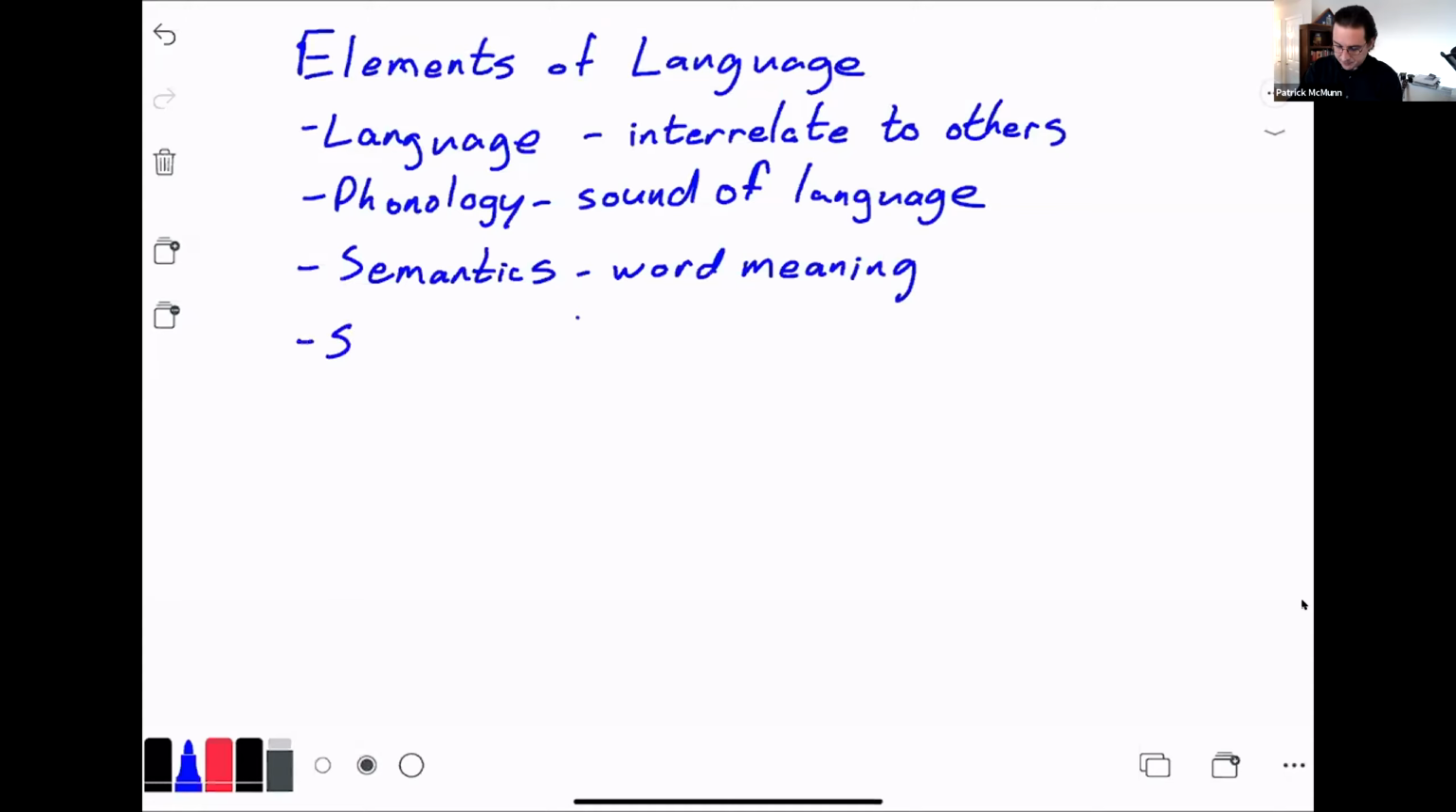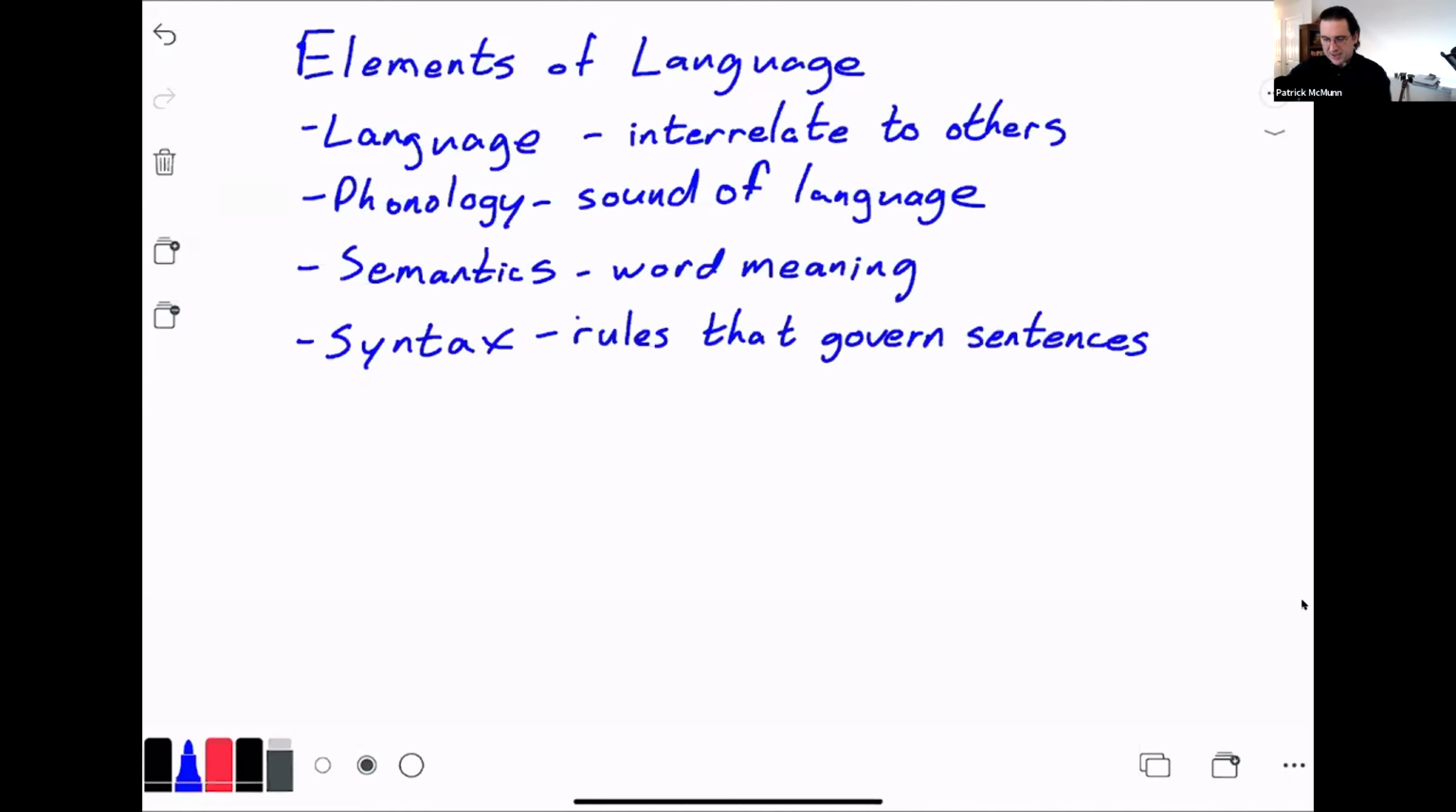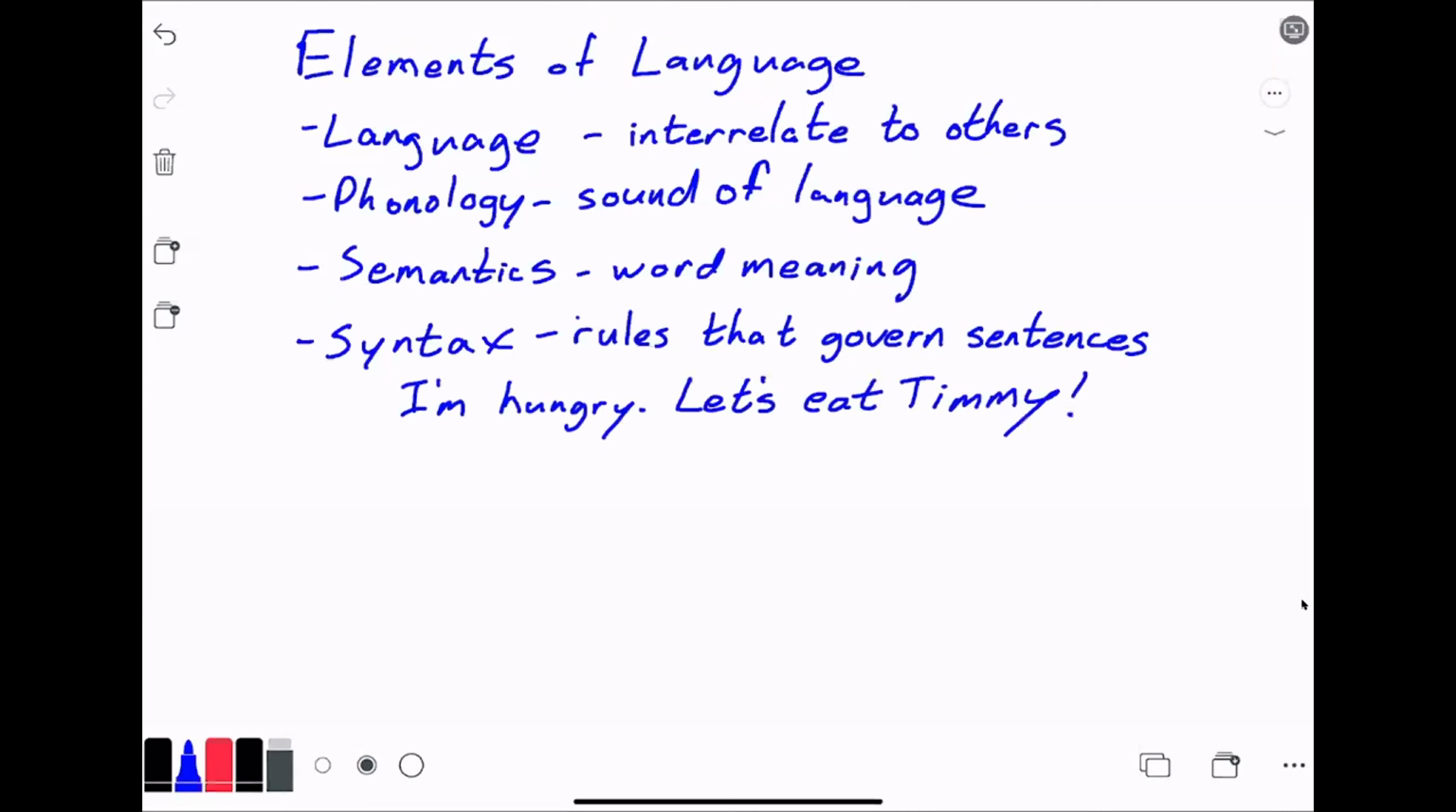We also have syntax. Within each language system, we have rules that govern sentence structure. So for example, I like to use this one. My wife has this one on her notebook. Maybe some of you have seen this before. Has anybody seen that? Yeah, I've seen the grammar one.